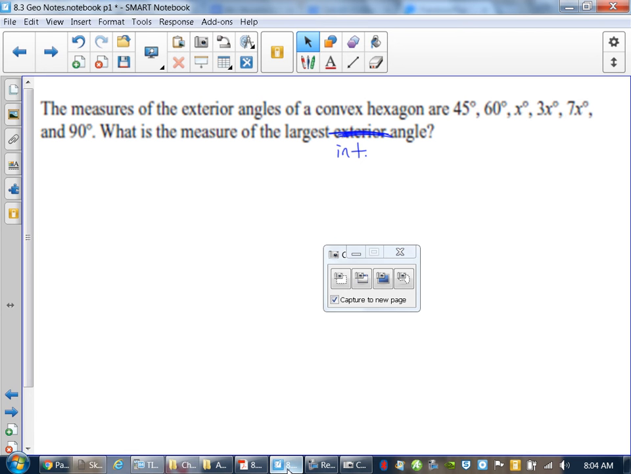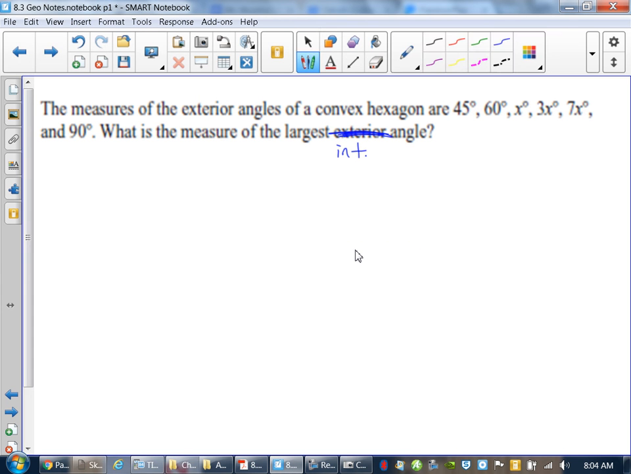Oh wait, no, you subtract 195 from 360. How many degrees are on the outside? 360. So we have 11x plus 105 and 90, which is 195. Subtract 195 and we get 165, so x is 15.